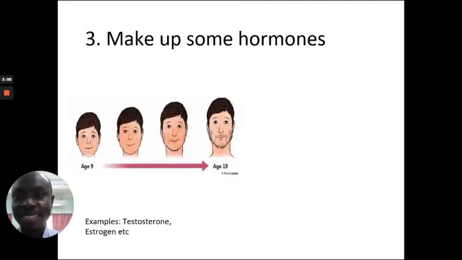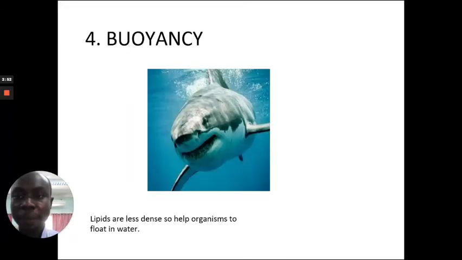Number 3 is that lipids make hormones. Example is testosterone found in boys and estrogen found in girls. The 4th function is that lipids can make living organisms like fish float in water, because lipids are less dense. That means they are very light, so it helps the animals in the ocean to float.